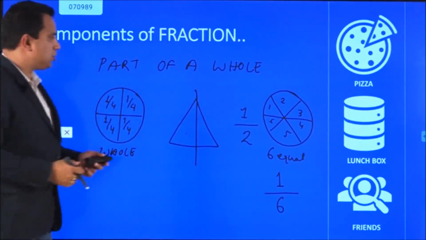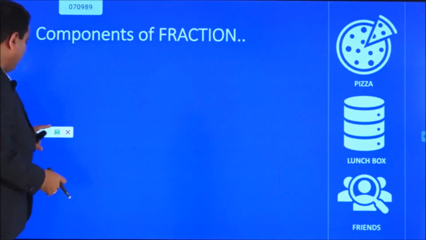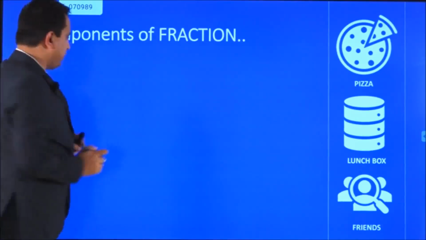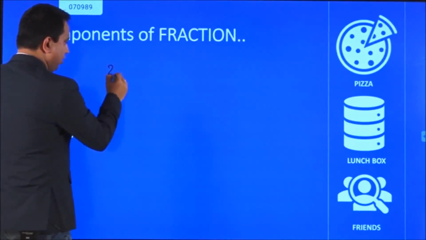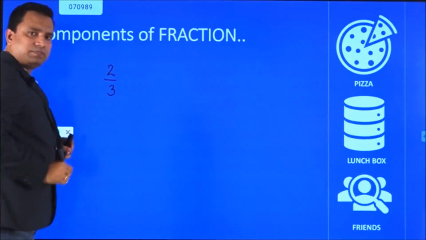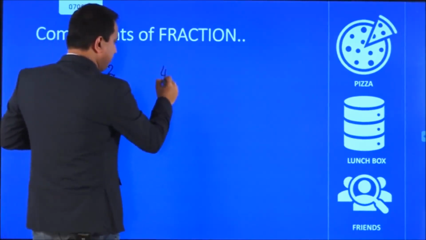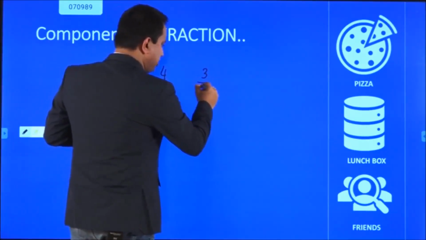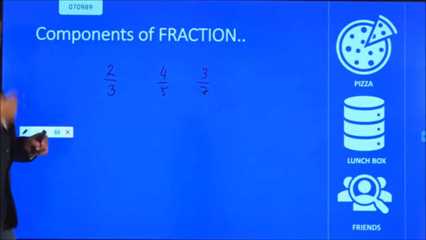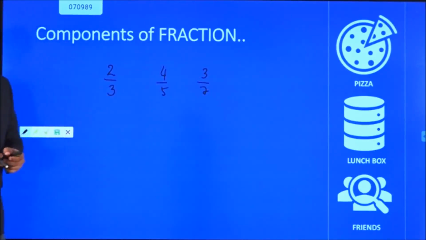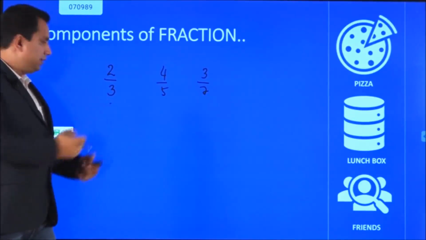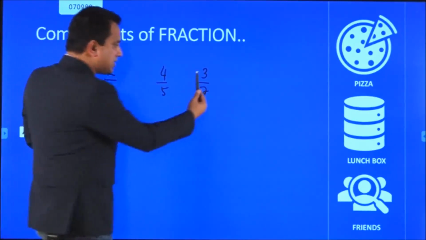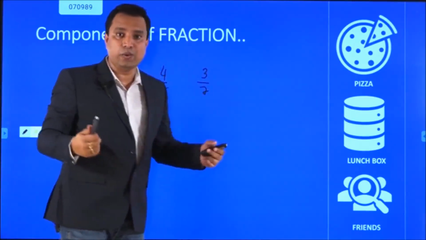Is that clear? So, as we have all seen, a fraction is always in the form of a number on top of another. For example, we all now know 2 by 3 is a fraction. 4 by 5 is a fraction. 3 by 7 is a fraction. Any number with a number on top of it is defined as a fraction. So in this case, this is 2 parts out of 3 total parts. This is 4 parts out of 5 total parts. This is 3 parts out of 7 total parts. See how easy it is.